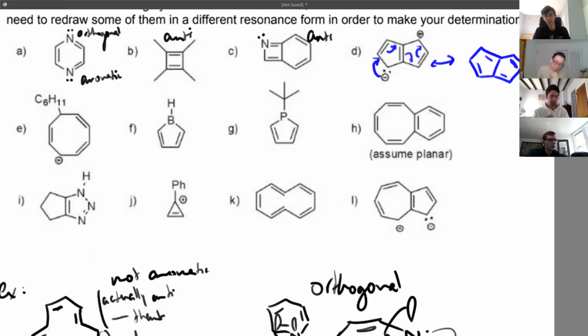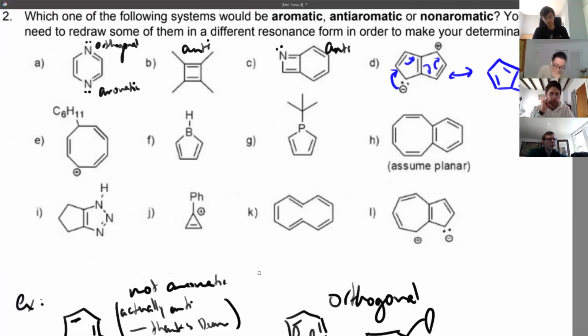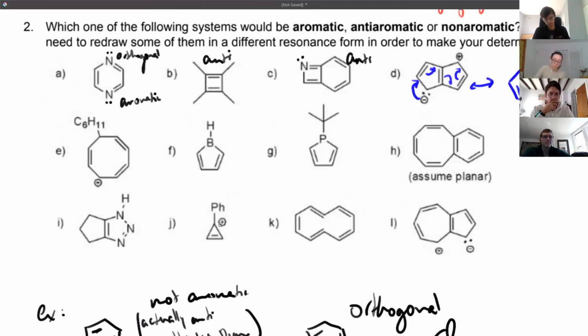What about E? Oh, non-aromatic. Why is it non-aromatic? Ooh. I think it's aromatic. I think E is aromatic. I think I changed mine, Dean says non-aromatic. So what part of aromaticity does it violate? I forget whether we talked about this one, but I would say aromatic as well. Okay.